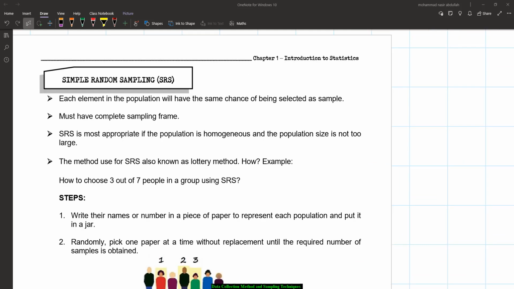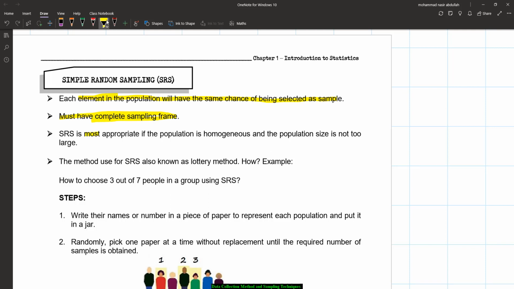Okay, let's continue on randomized sampling techniques, or probabilistic sampling techniques. Let's look into the first one. This is the most fundamental randomized sampling technique, which is simple random sampling. In simple random sampling, each element in the population will have the same chance of being selected as a sample. The second property is that it must have a complete list, a sampling frame.